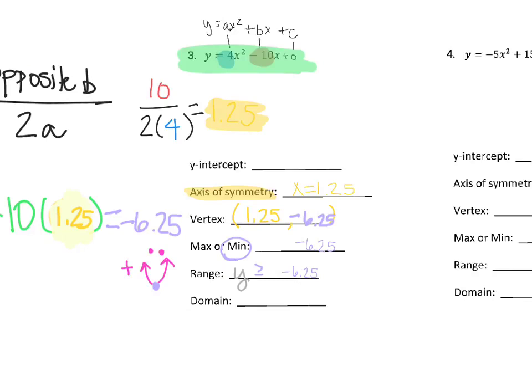The last two things here, the domain. Well, the domain is easy because the domain is always the same thing every time. Negative infinity is less than x, which is less than infinity. Every single time, that doesn't change.